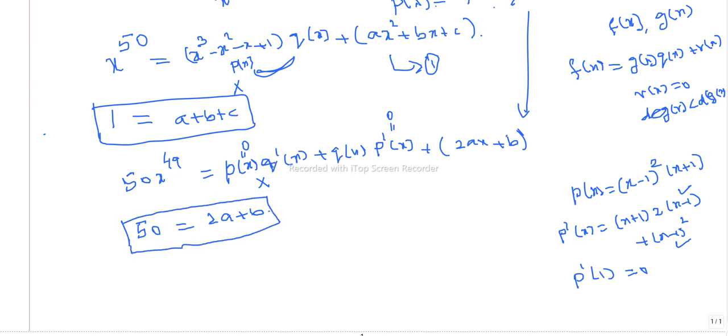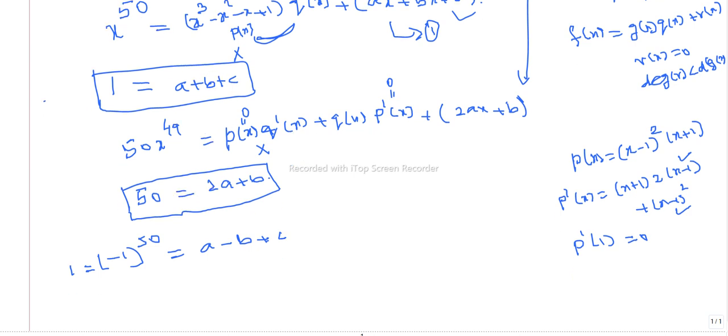Now substitute x equal to minus 1, therefore minus 1 power 50 on the right hand side, and again minus 1 is also an eigenvalue, therefore p of minus 1 is 0. So on this side you will get a times minus 1 squared, that is a, minus b plus c. The left side is an even power, therefore it should be 1.